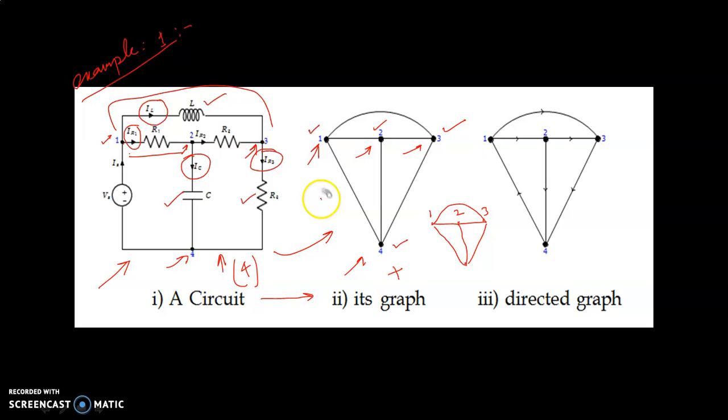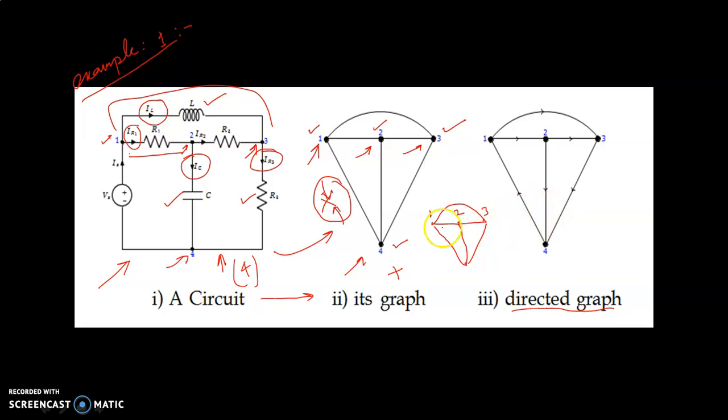In the graph, direction is missing; I have not taken the direction. Now if I incorporate or add direction into the graph, it will become a directed graph. It is as simple as that. As the name itself suggests, directed means it will have direction. Direction of what? The direction of current flowing in the circuit. So the current flowing direction is given.